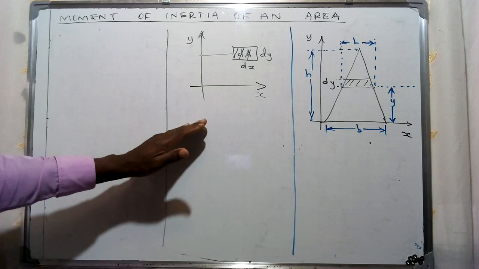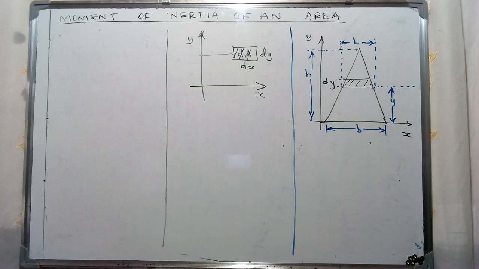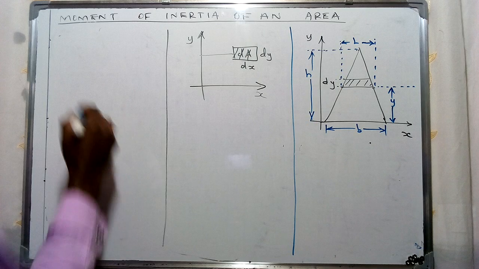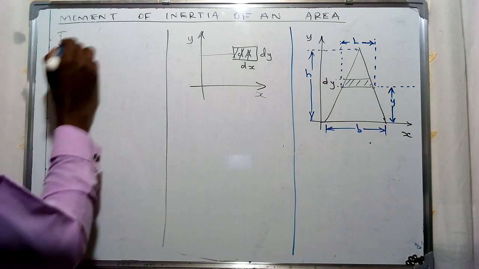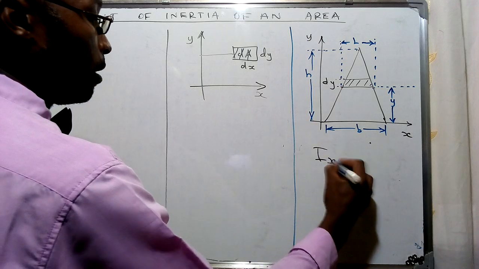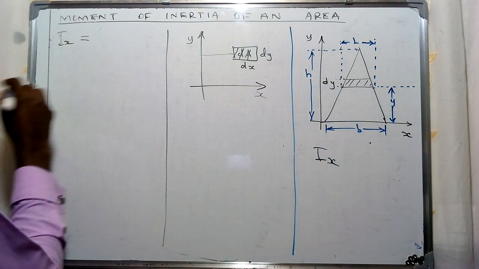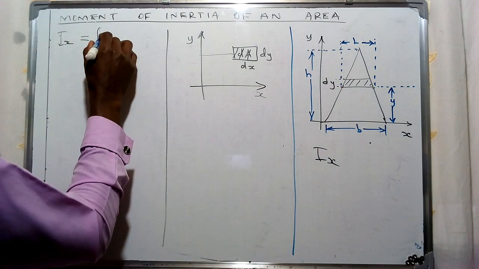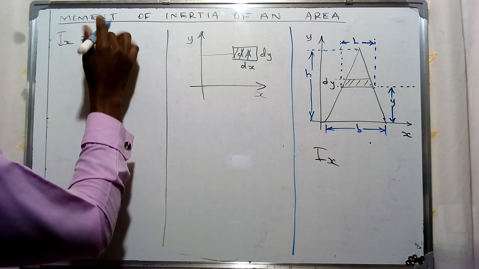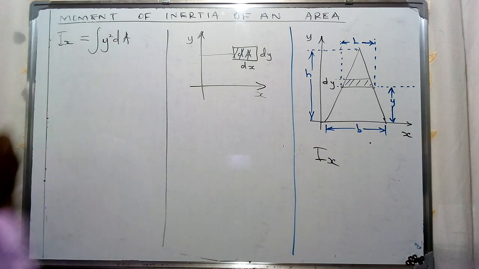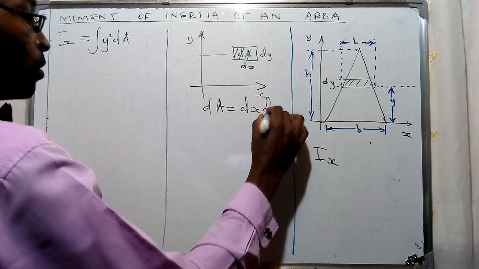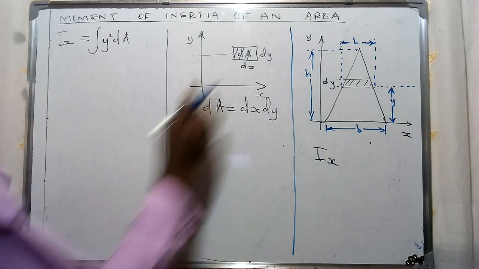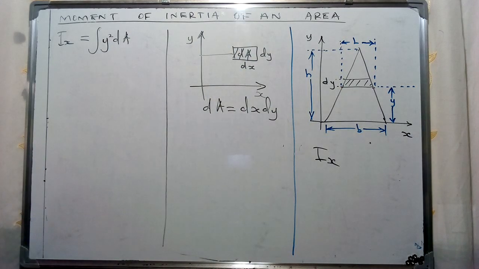So in this case, a small element of area is going to assist us in defining the moment of inertia. For the moment of inertia about the x-axis, which we are trying to find, we're going to consider the general formula, the integral of y squared dA, where our dA is going to be represented as the product of dx and dy of the small area segment which we have chosen above.